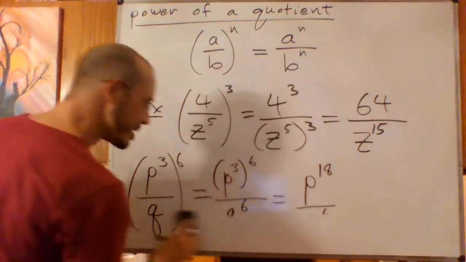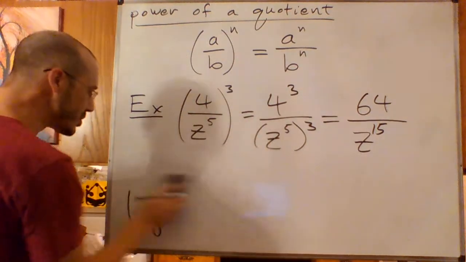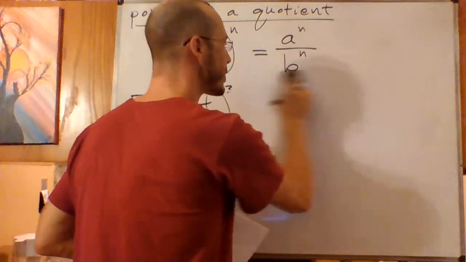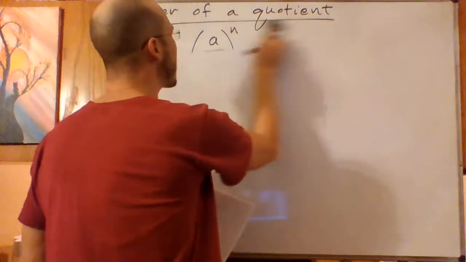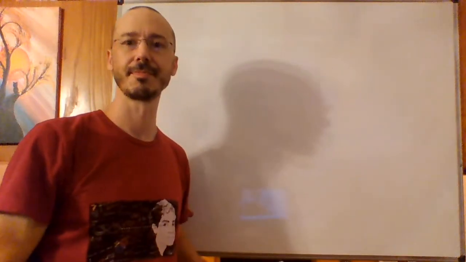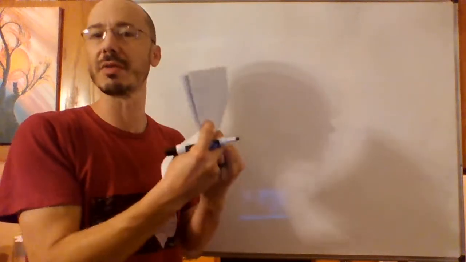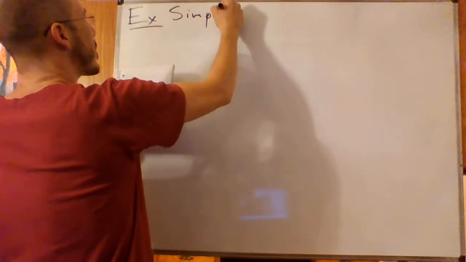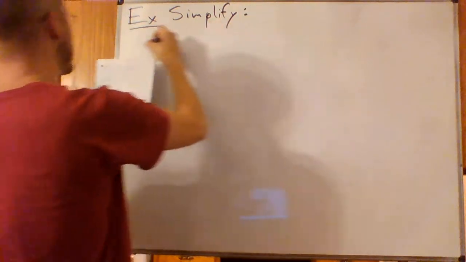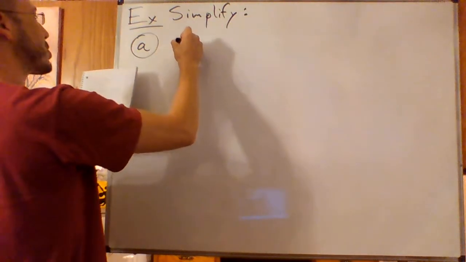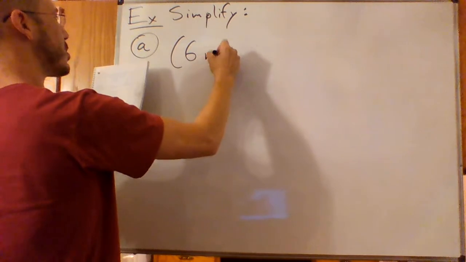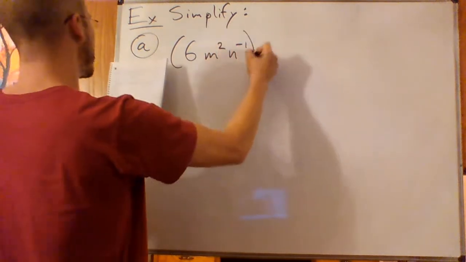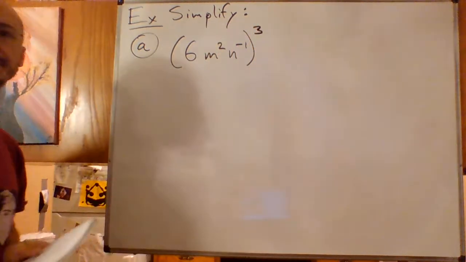The next examples that I have are using these rules in combination. And that's really what this section is about. It's not enough to just be able to use these rules. You have to be able to use more than one of them to really simplify an expression. And in these examples, that's exactly the direction, simplify. For part A, I've got the expression 6m squared n to the negative 1 cubed.